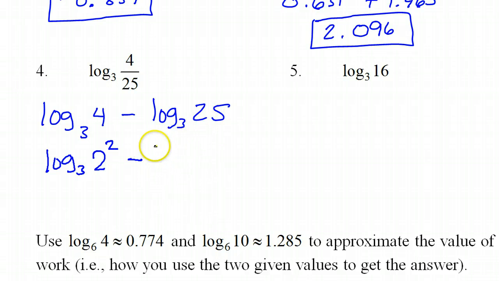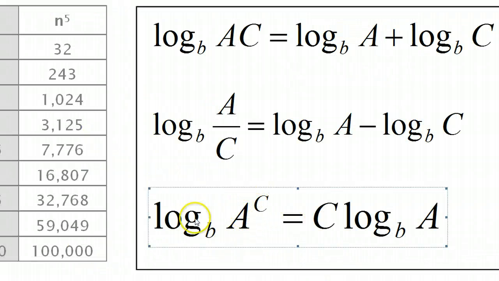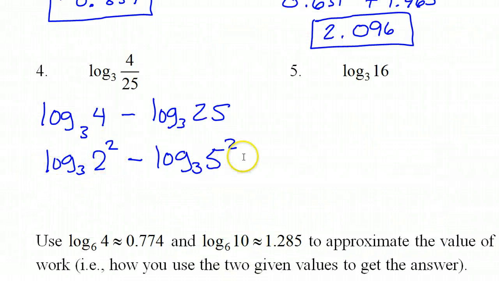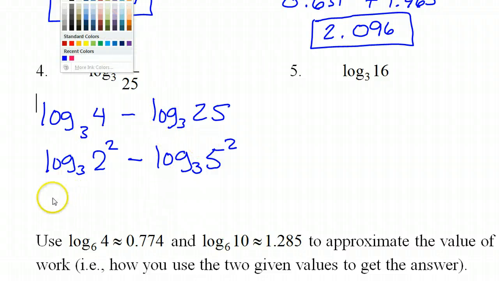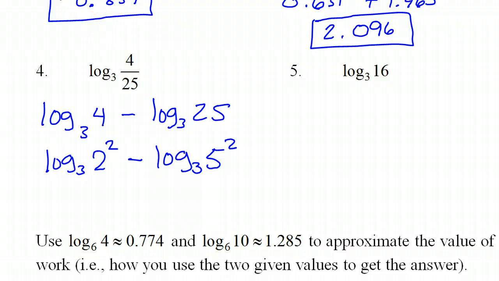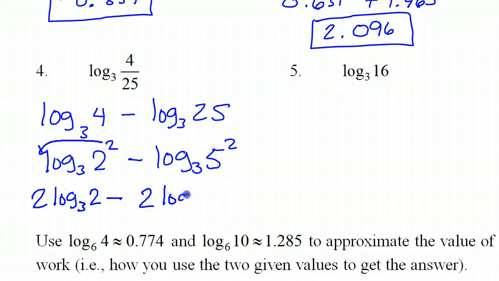And this 25 is the same thing as 5 squared. Okay, now we can use that third property about when you have an exponent, you can put it in the front. So if I put the 2 in the front of this one and this 2 in front of that one, then this is going to become 2 times log base 3 of 2. I just took this 2 and I put it in the front. Minus, and then I'll have 2 times the log base 3 of 5. Again, I'm just taking this and putting it in the front.